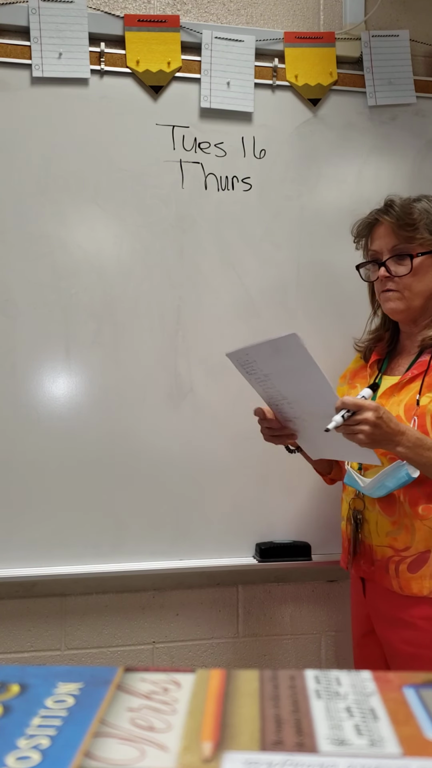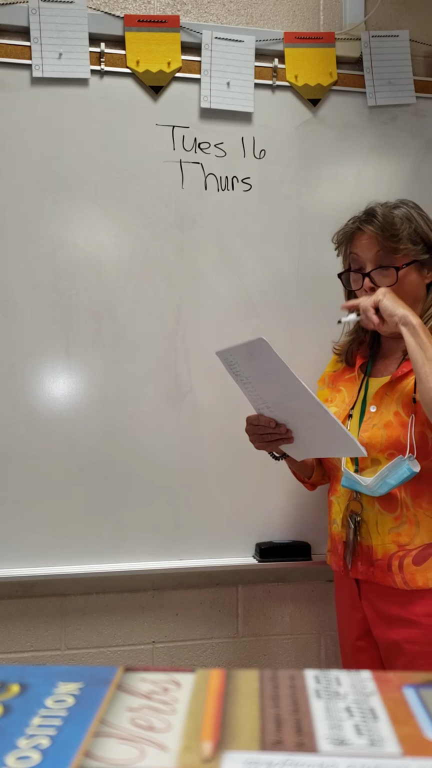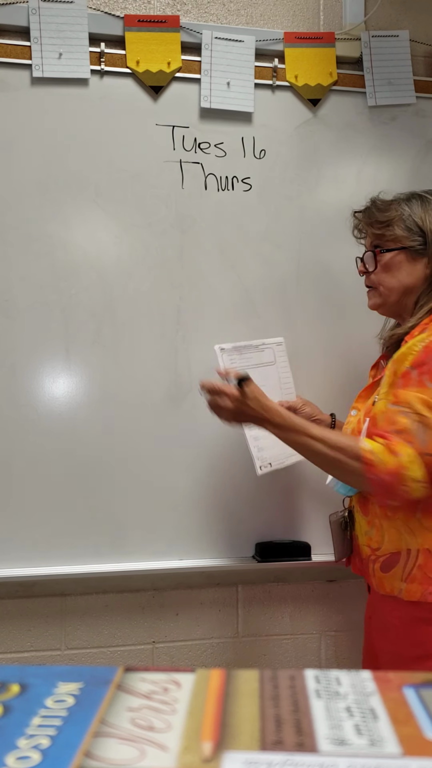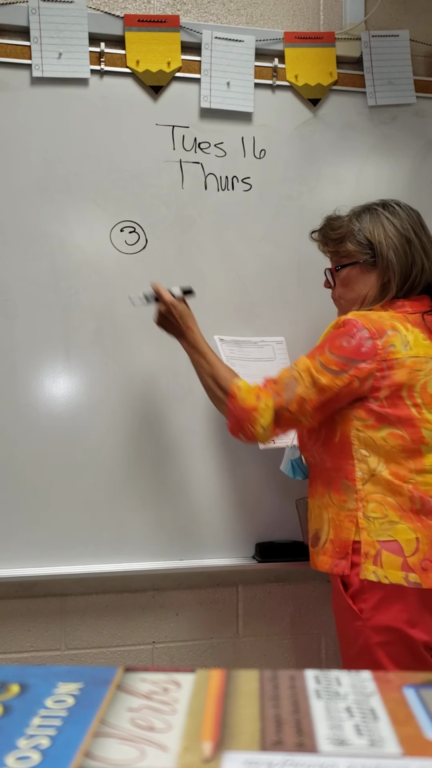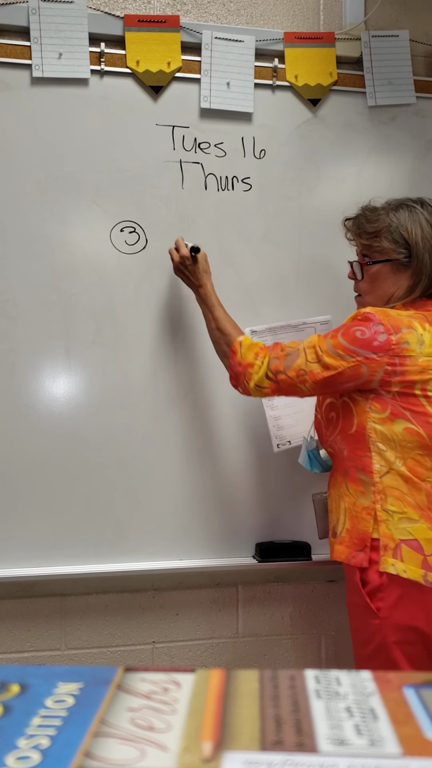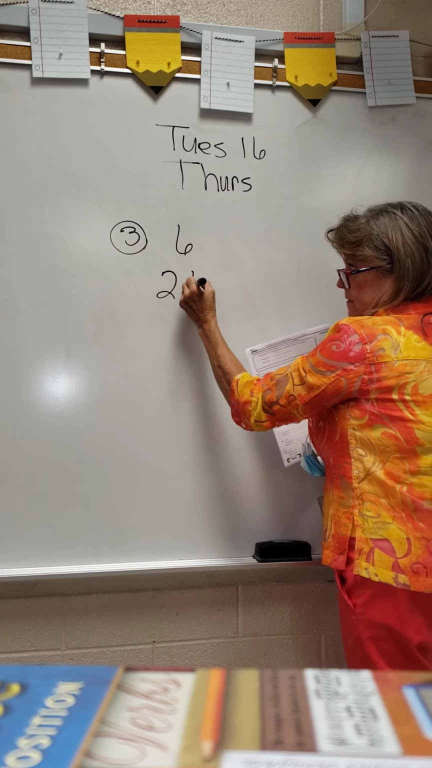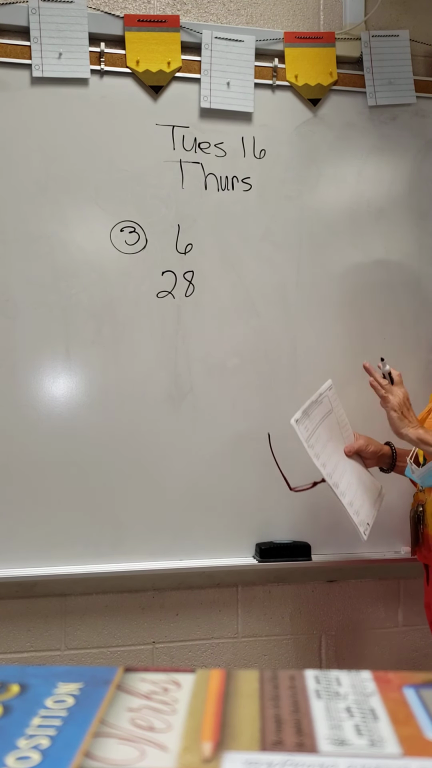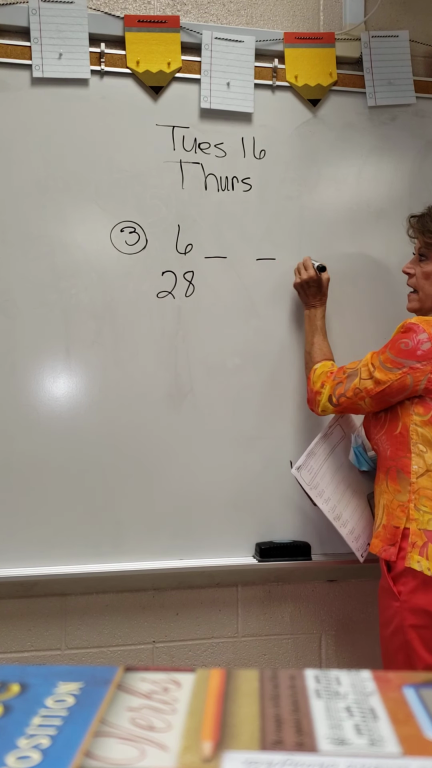All right, today we're going to review the greatest common factor. Let's do number 3. I've already worked a few of these for you, so it shouldn't be any problem. We have 6 and we have 28. To find the greatest common factor, this sheet wants us to list all the factors.